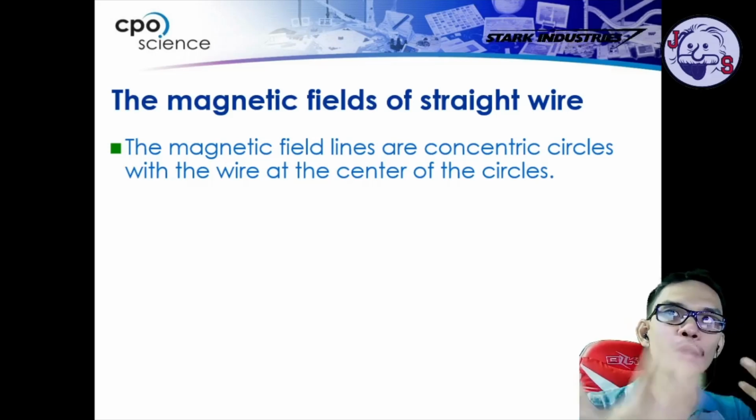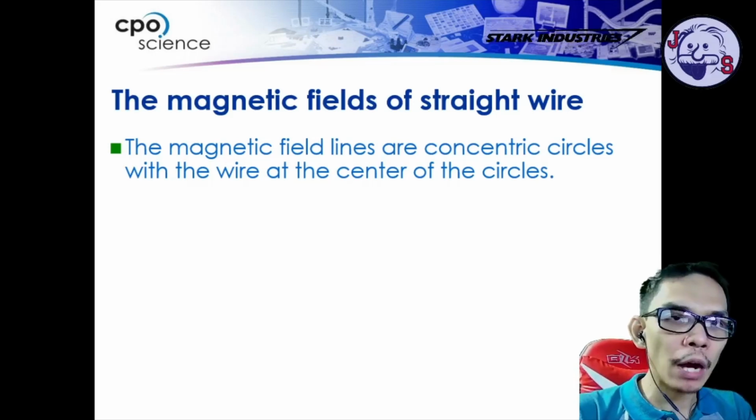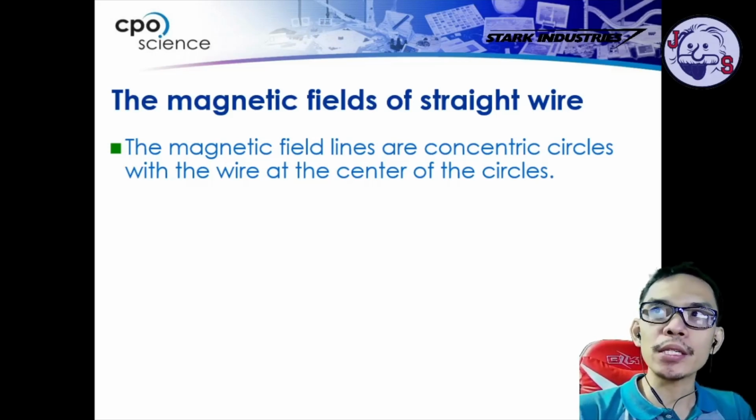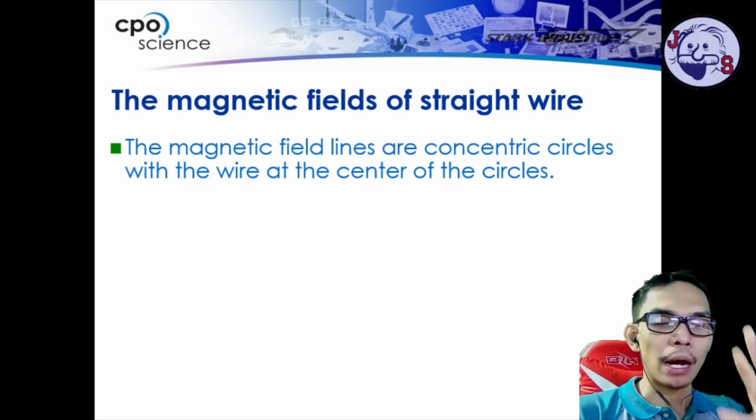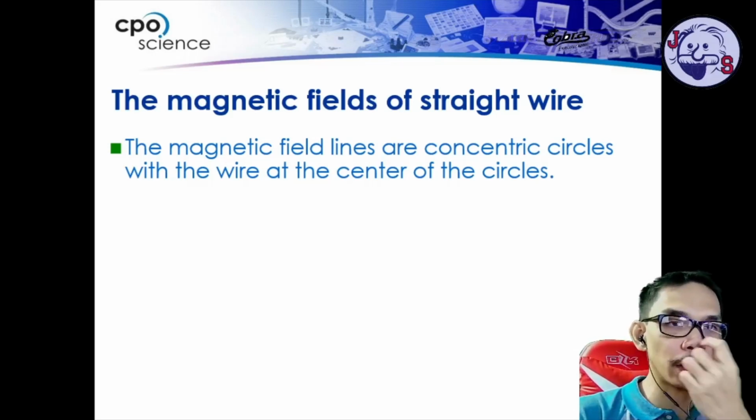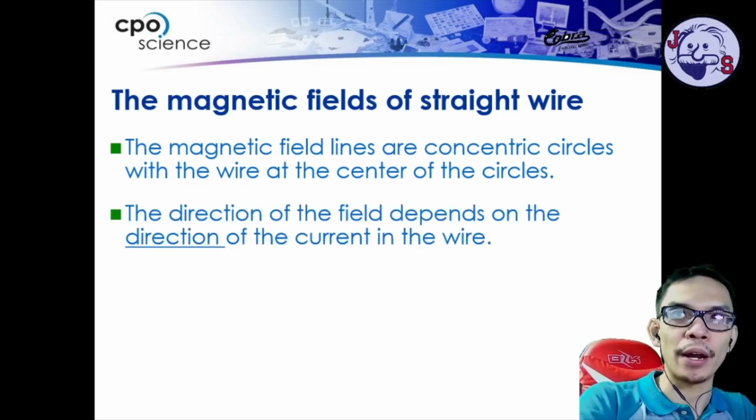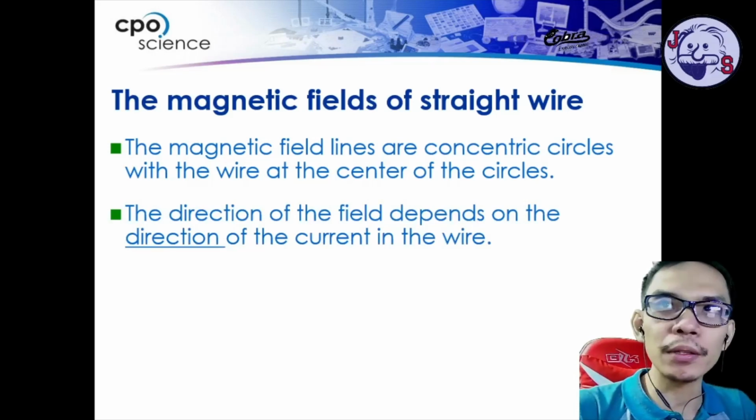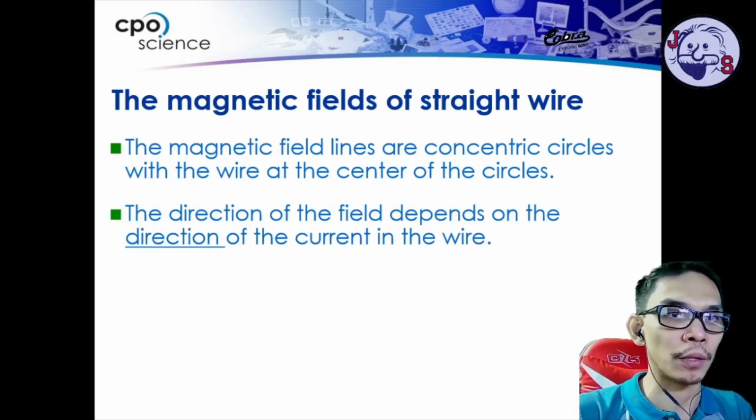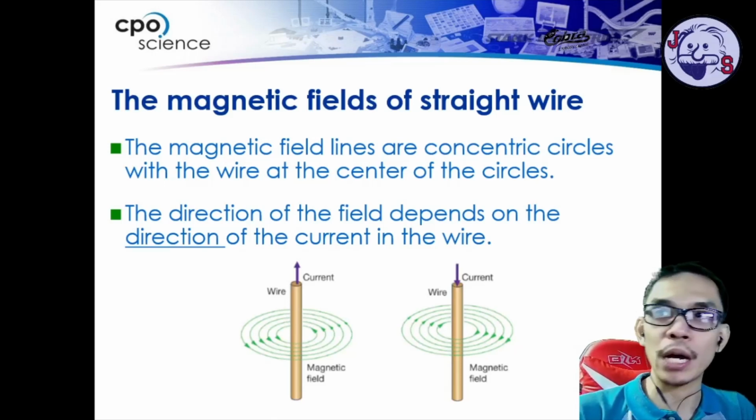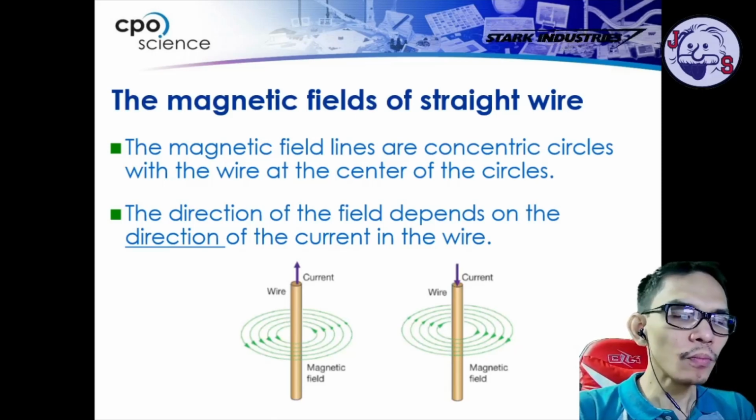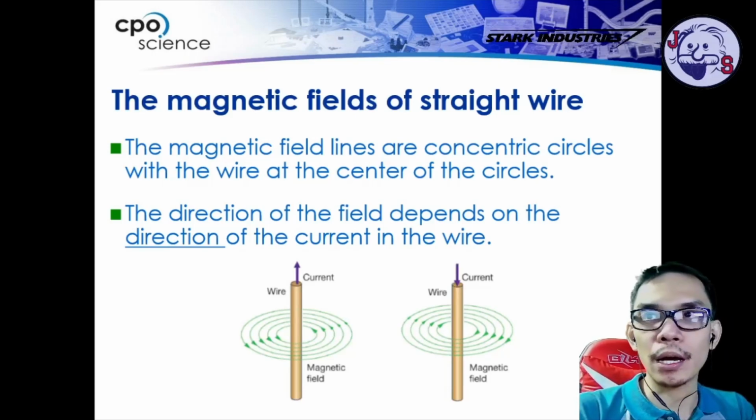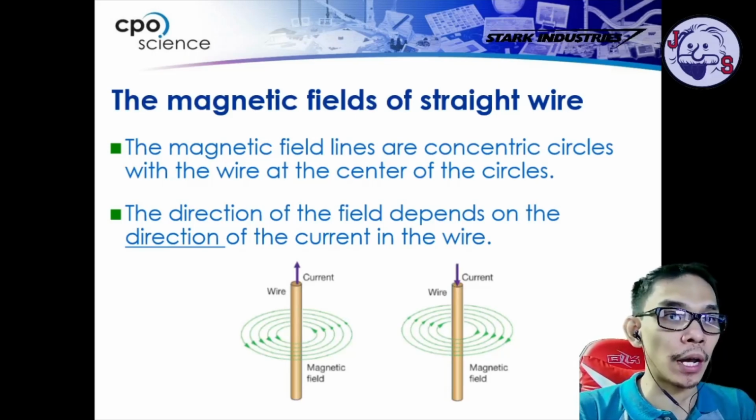And according to Ørsted, these concentric circles are found around the wire whenever the magnetic field is produced around the wire. And the direction of the field depends on the direction of the current of the wire. So how do we know the direction of the magnetic field around the current carrying wire?